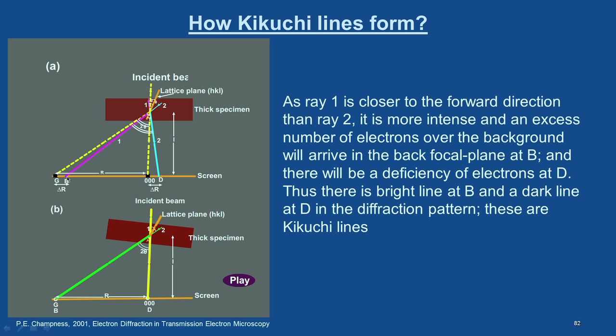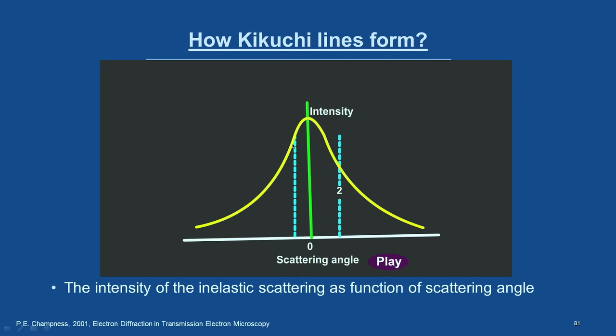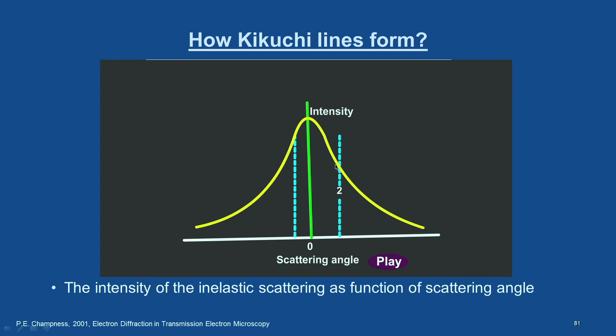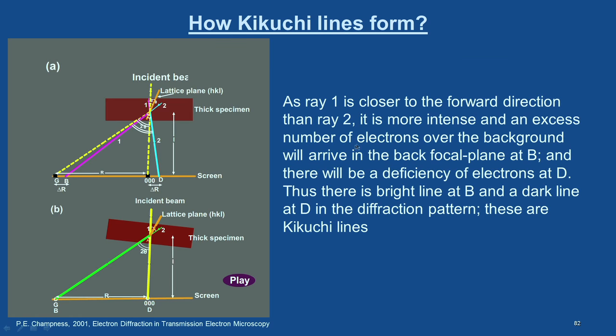Please understand that all this diffraction takes place in the back focal plane, which you all know. Here, the ray 1 which I am talking about is this ray. Obviously, compared to ray 2, this is more intense, because you can see that this point will have higher intensity. So, the excess number of electrons over the background will arrive at the back focal plane at B here, and there will be a deficiency of electrons at D.